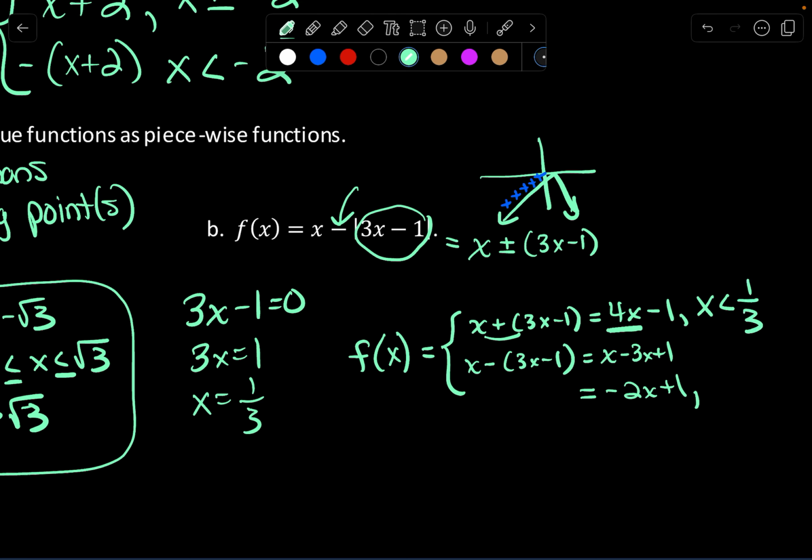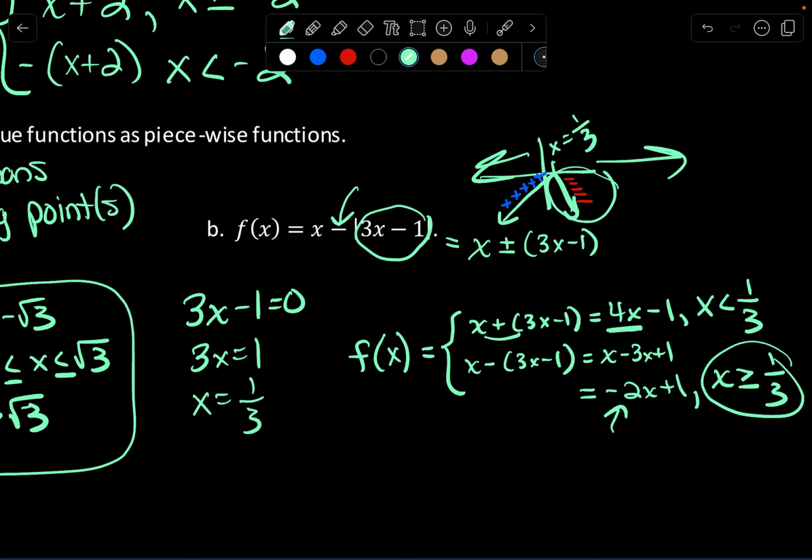And then on the other side, I can see that the slope is negative. So that means this -2 slope, or this second piece, is going to be responsible for the x values that are greater than or equal to 1/3, because this is 1/3 here. That is x equals 1/3. So on the left side, or when x is less than 1/3, is going to be a positive slope, which is 4x minus 1. On the right side, when it's negative, which is that -2, it'll be x is greater than or equal to 1/3.